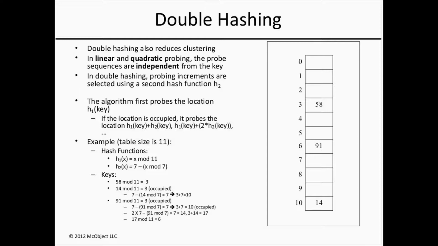But 17 is larger than the hash table size, so we take its remainder after dividing by the hash table size, which gives us the hash code 6. So the value 91 is stored in bucket number 6. And again, I'll give you a moment here to study the sequence of probes that are illustrated on this screen.